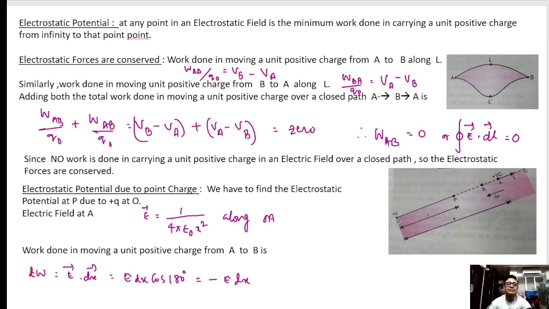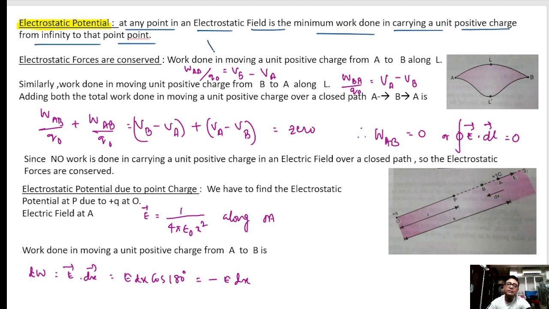Let's move on to the next. So what is electrostatic potential? Electrostatic potential at any point in an electrostatic field is the minimum work done in carrying a unit positive charge from infinity to that point.